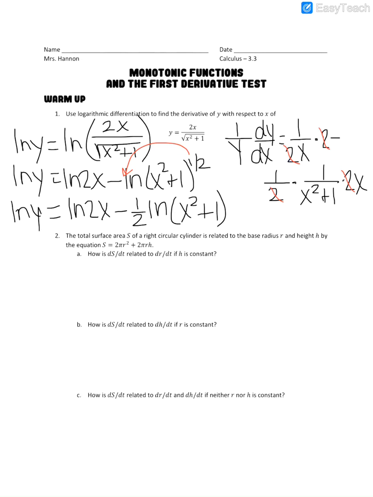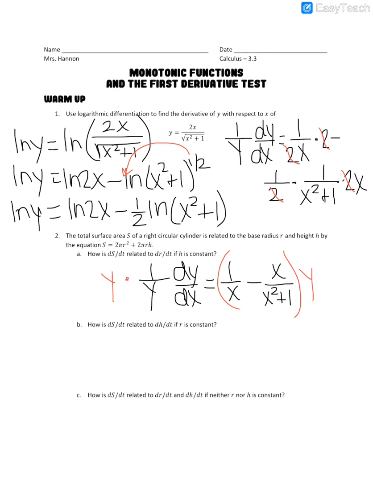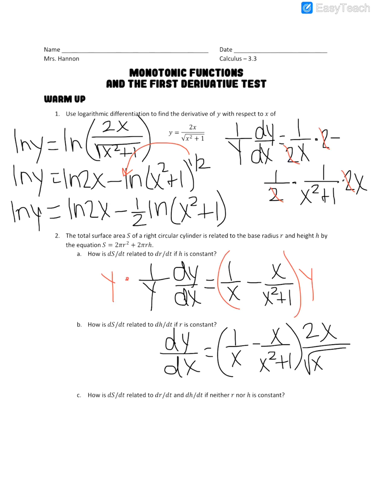Okay, so now let's see. I'm going to come down here. So I have 1 over y dy dx equals 1 over x minus x over x squared plus 1. And then the last thing I want to do is times by y on both sides. And so my final answer, dy dx, equals 1 over x minus x over x squared plus 1 times y, which was 2x over square root of x squared plus 1.